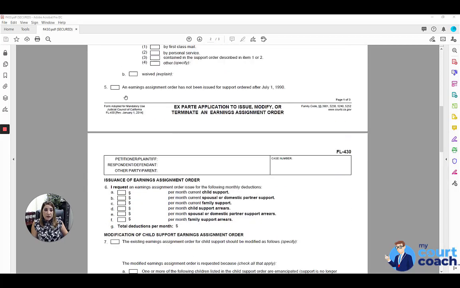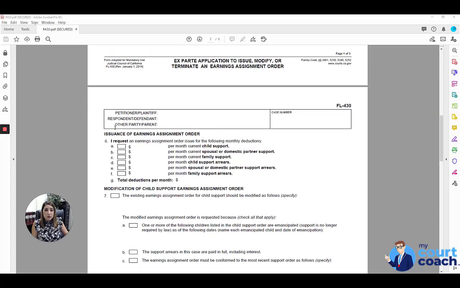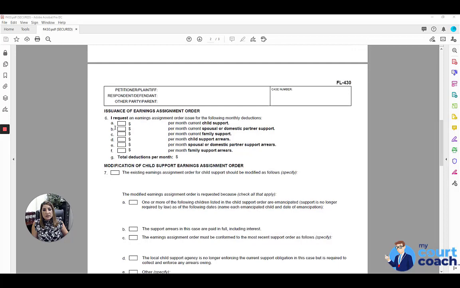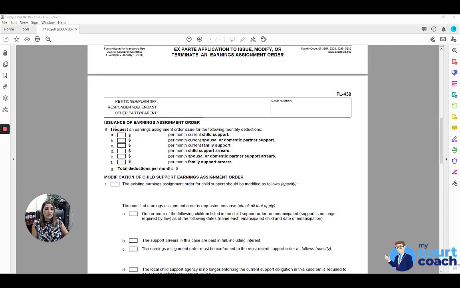Next, if there has not been any updated or recent earnings assignment orders that were issued for support after July 1st, 1990, you would check box 5. That just lets the court know that we're talking about some really old support orders. Item number 6, and this is where we're going to have to pay attention to what is the relief we're asking for. If you are asking for a garnishment to be issued, we deal with item 6.